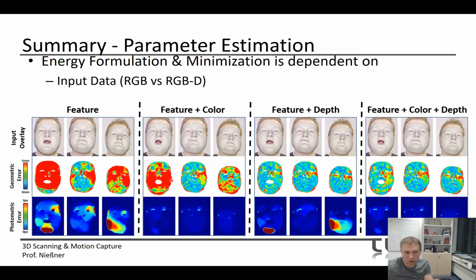But I wanted to make you aware of these different terms: they have different results and they cost different outputs at the end of the day.